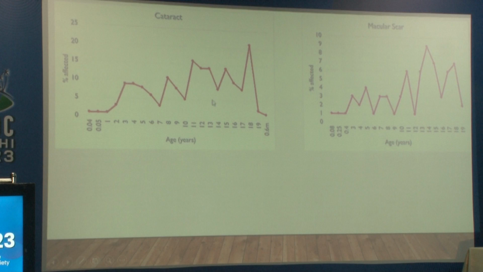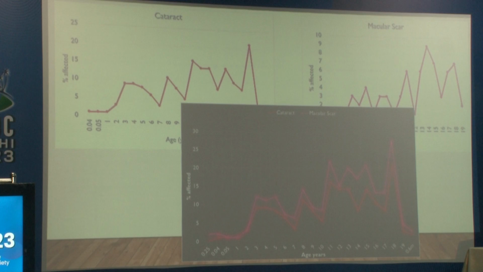As we have seen, as the age increases, the complications increase with age, and posterior segment scar also increases with age. So as we have seen the pattern, when we try to correlate between them, the cataract pattern and the macular scar pattern follow the same graphical representation. That means if a patient is having cataract, then maybe the patient is having some posterior segment finding also.